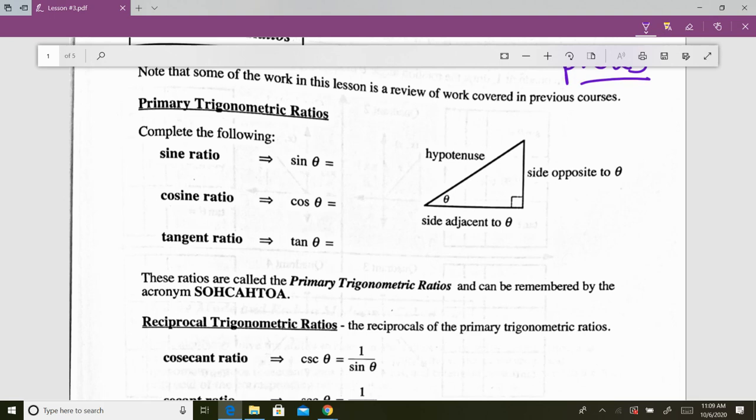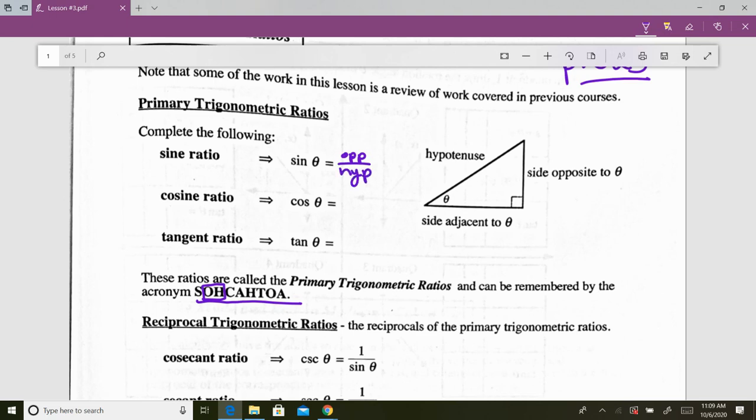So sine, the sine ratio, sine theta is what side over what side? Remember SOHCAHTOA? It's the SO part. What's O and H? Opposite and hypotenuse. The sine is opposite over the hypotenuse.